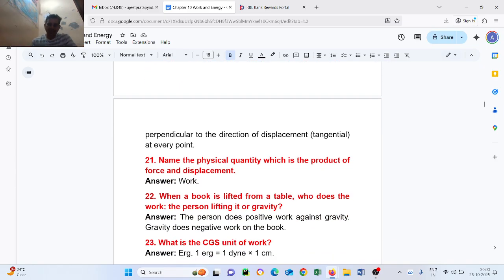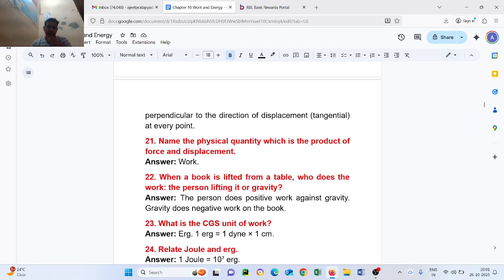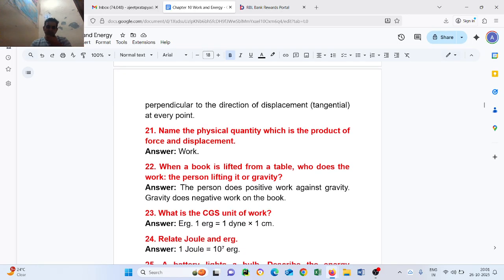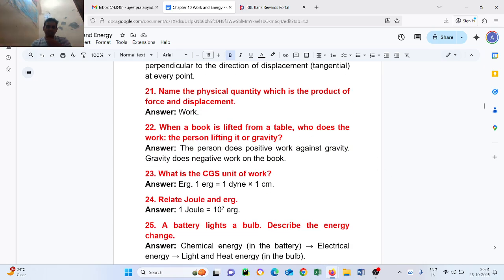Question number 21. Name the physical quantity which is the product of force and displacement. Answer is work. Question number 22. When a book is lifted from a table, who does the work, the person lifting it or gravity? Answer: the person does positive work against gravity. Gravity does negative work on the book.